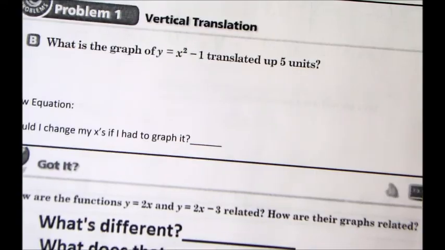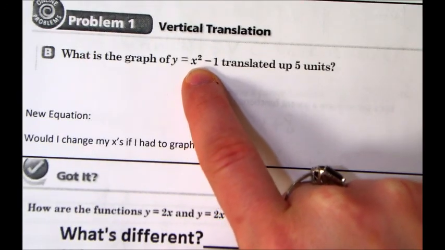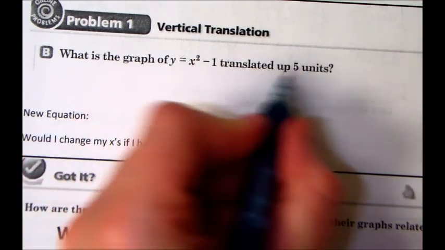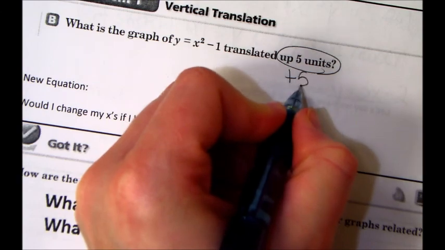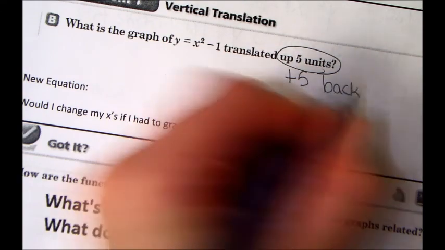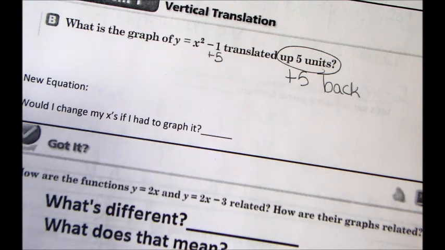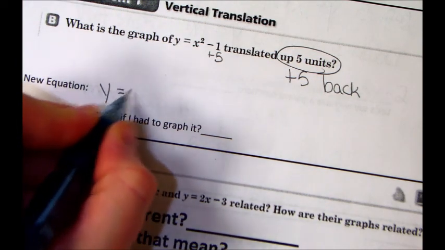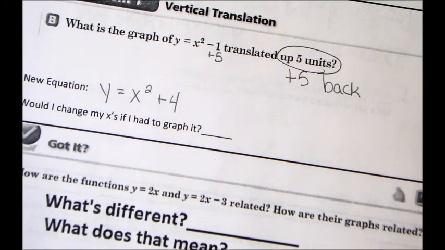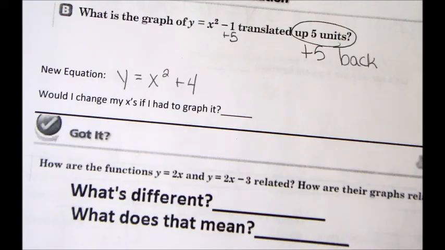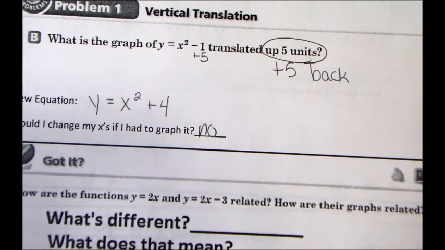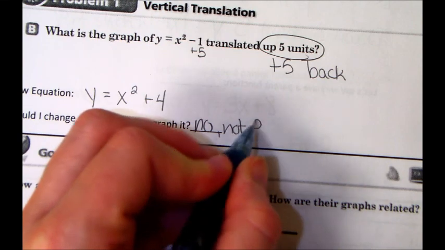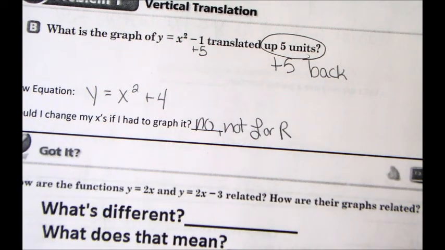Let's look at the next problem. Let's say we have x squared minus 1. This is a quadratic, and we want to move it up 5 units. So moving it up 5 units adds 5 to the back. So I'm going to add 5 to that negative 1. So it's y equals x squared plus 4. And I do have this quick little question. Do I change my x's if I had to graph it? No, because it's not moving left and right. Up and down you would never change your x's.